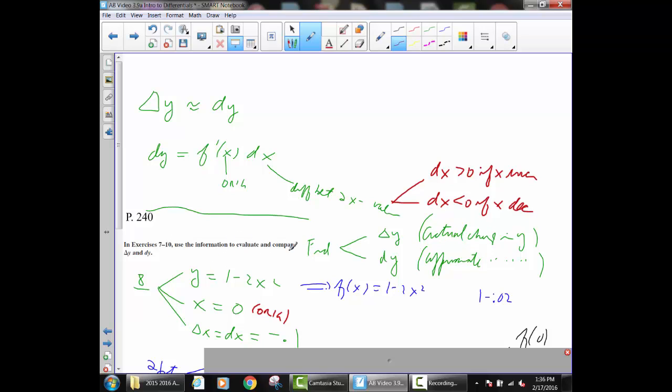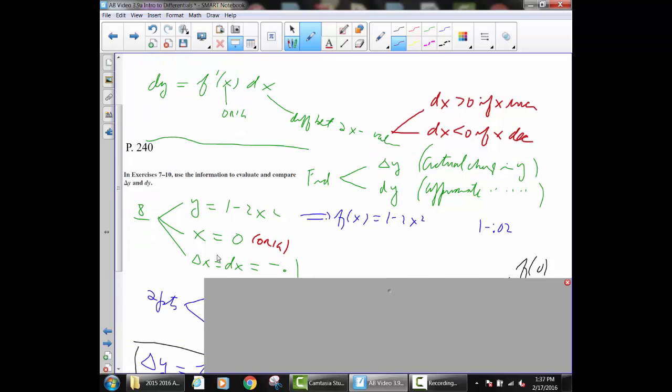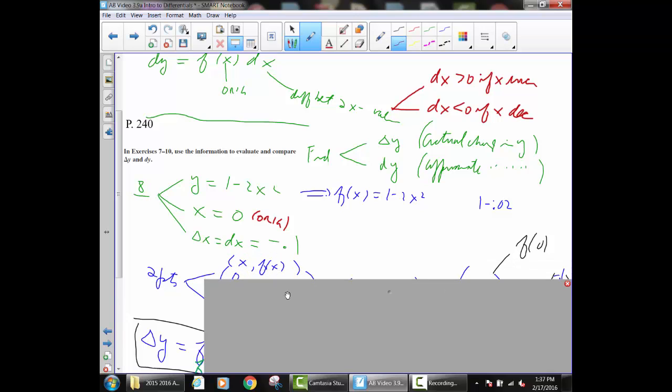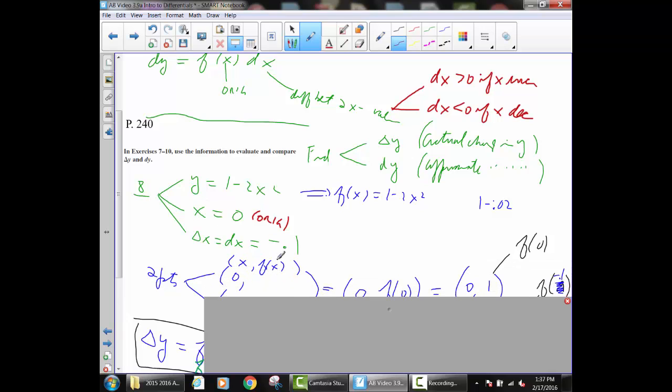So in 7 through 10, it says use the given information to evaluate and compare delta y and dy. So number 8, they give you the function y equals 1 minus 2x squared. They give you a starting point, x equals 0, the x coordinate of the starting point, and they're giving you your delta x, which is your dx, which is negative 0.1.